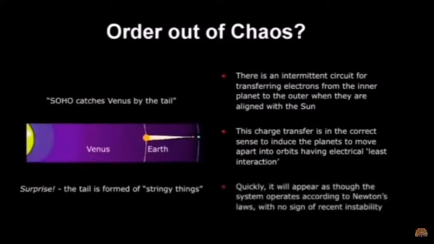Quickly, it will appear as though the system operates according to Newton's laws with no sign of recent instability. And that was the problem that Velikovsky faced, and it was the question I asked him when I visited him. How do we deal with this problem? And I think this is the answer, or part of the answer.